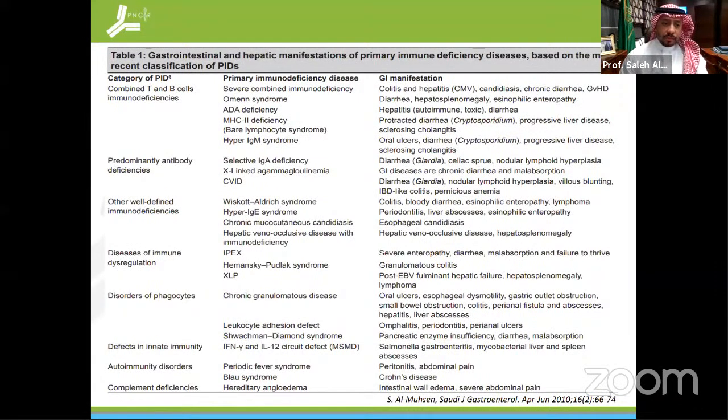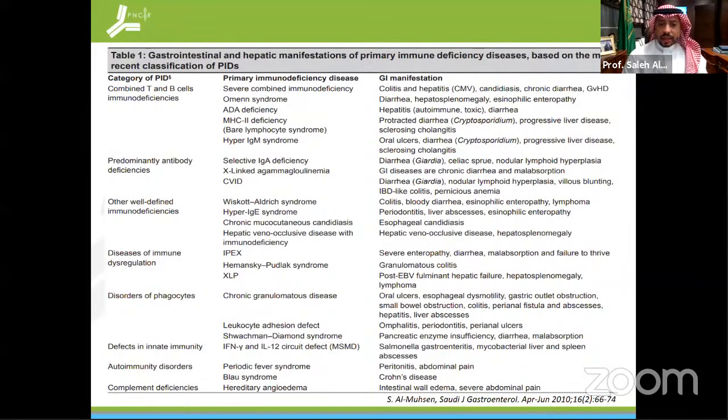As you can see here, for example, patients with combined T and B cell immune deficiency, for example severe combined immune deficiency, can present with colitis, hepatitis secondary to infection, mainly CMV, but can also present with candidiasis, like esophageal candidiasis, chronic diarrhea, and as I mentioned, graft versus host disease. One phenotype of severe combined immune deficiency is called Omenn syndrome, where patients can present with hepatosplenomegaly. Diarrhea is a common feature of their presentation. And if you do a biopsy on those patients, you can find eosinophilic enteropathy.